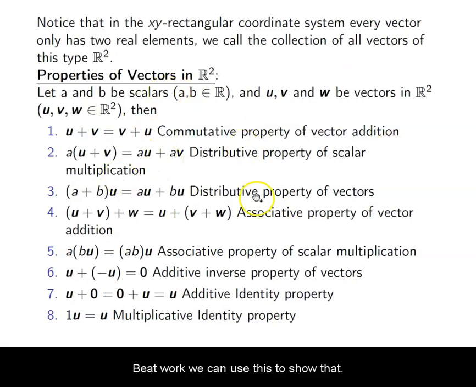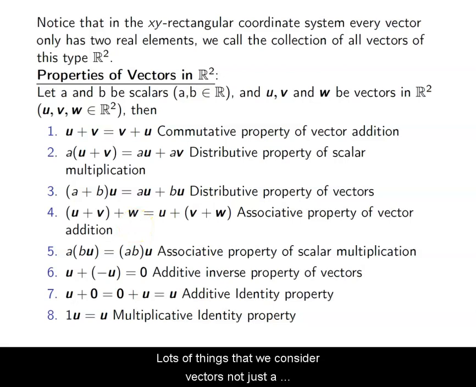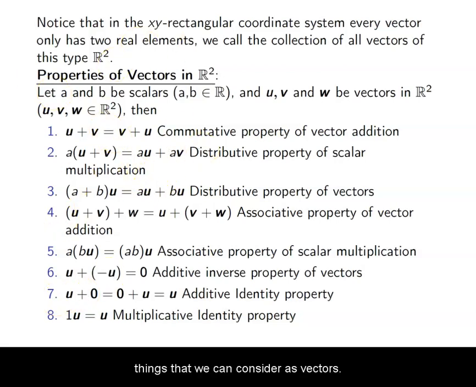Okay, so we can use this to show that there are lots of things that we consider vectors, not just the vectors we've been studying, right? So things like matrices can be considered as vectors, functions can be considered as vectors. There's lots of things that we can consider as vectors.